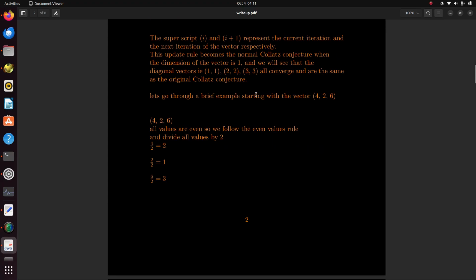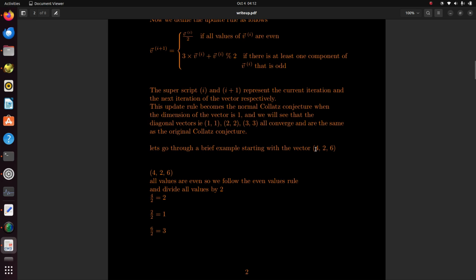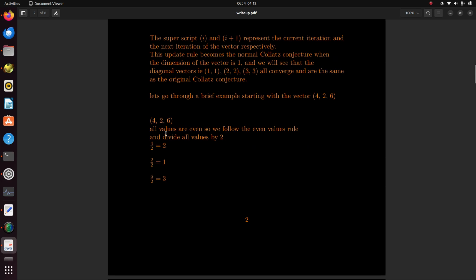So we start with this vector. This is a 3-dimensional vector, and we start with 4, 2, and 6. And so 4, 2, and 6, they're all even.